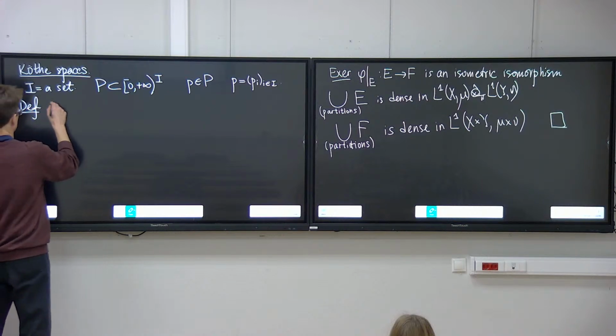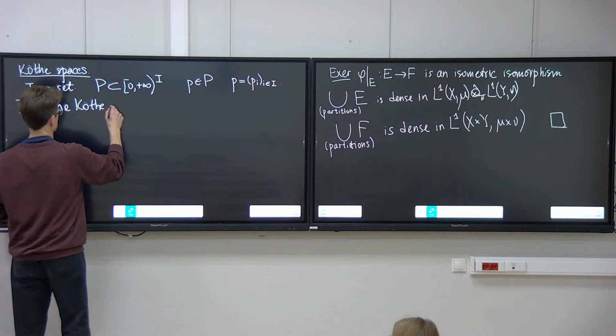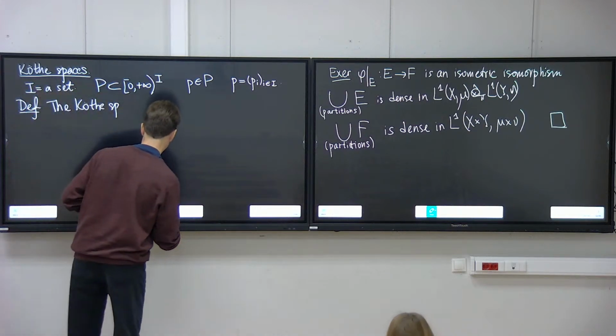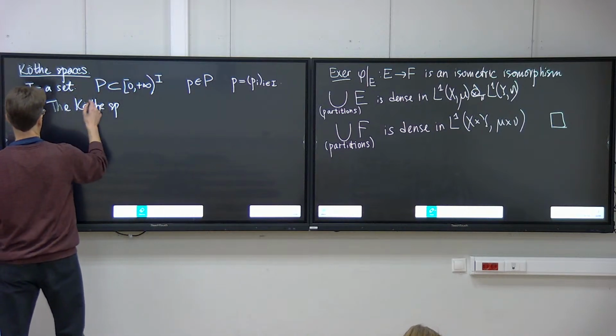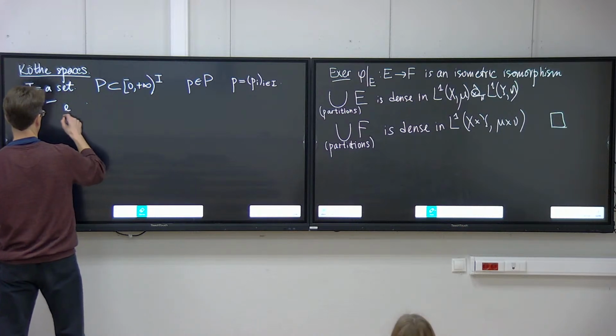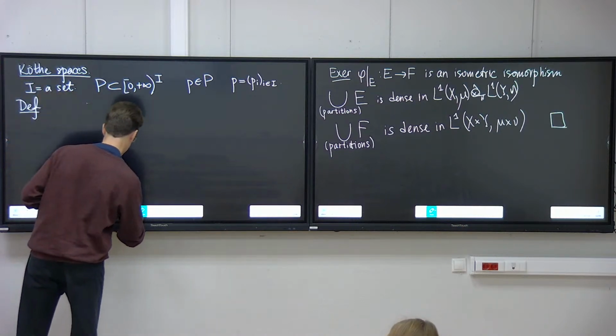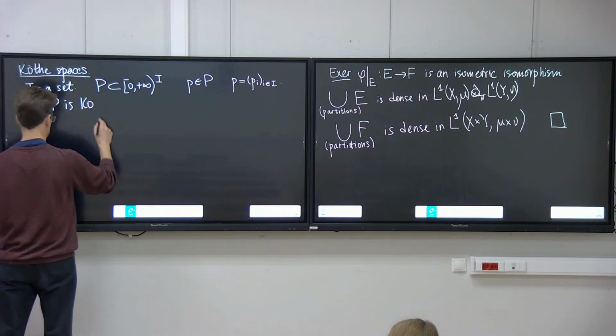So by the following definition, the Curtis space. Before we define the Curtis space, we make some restrictions on P. So we say that P is a Curtis set.